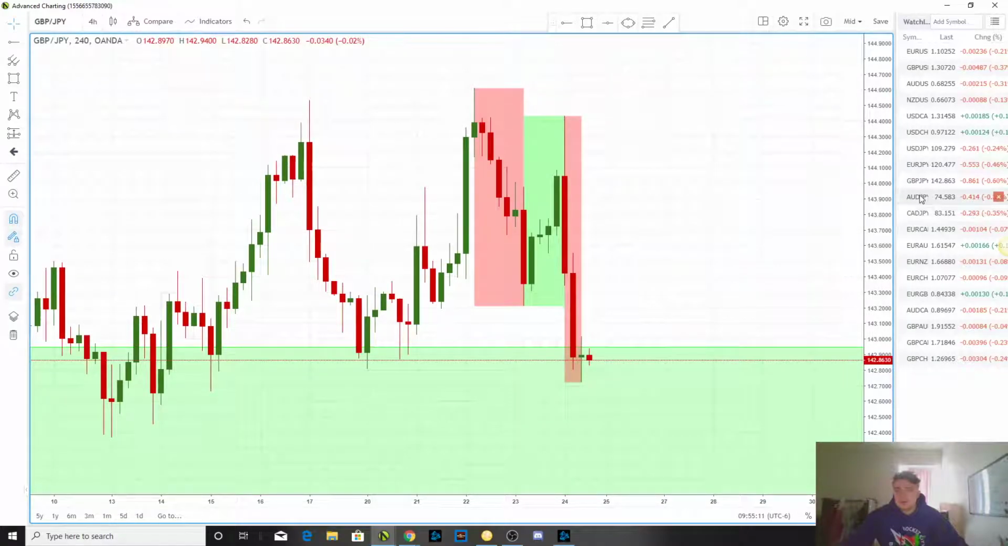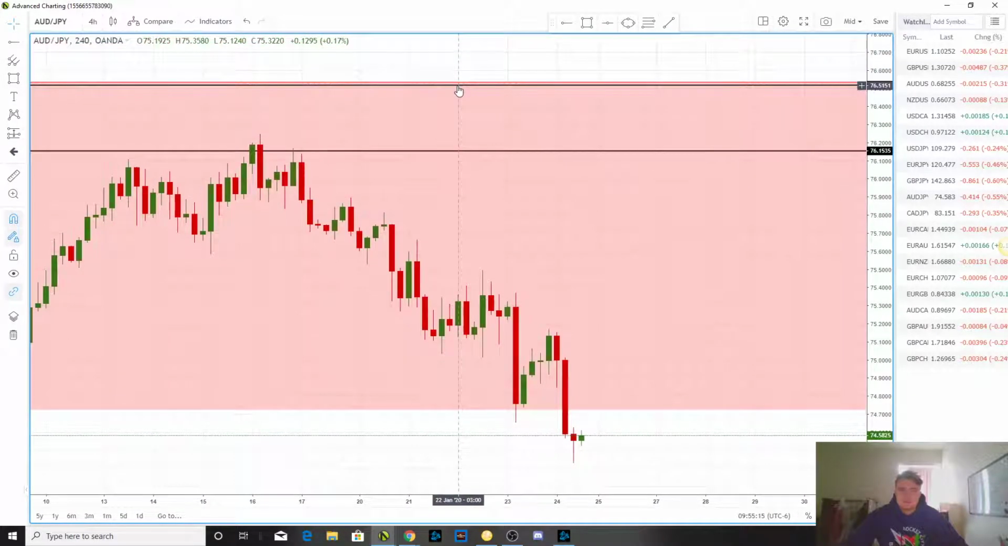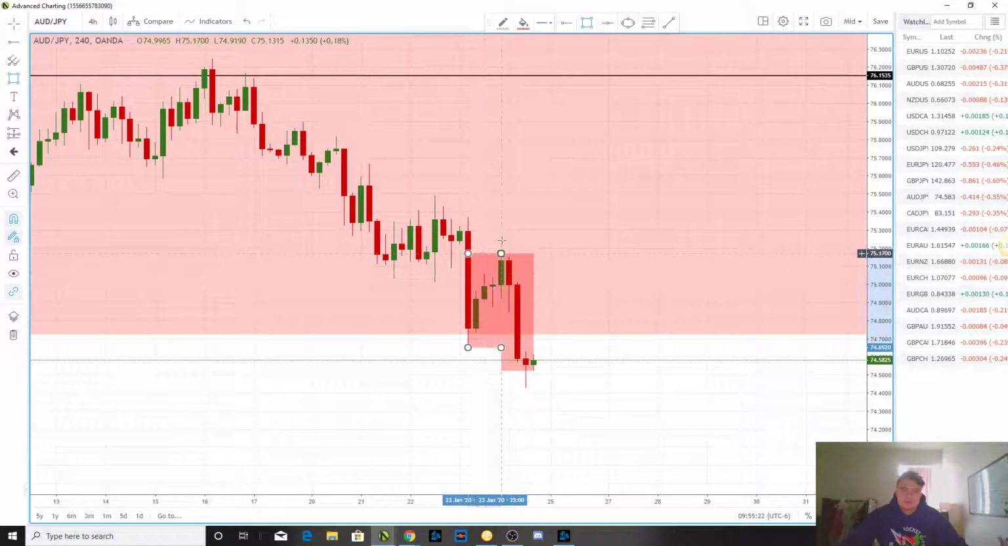Same thing on Pound Yen. I bet all the Pound Yen pairs look pretty similar. Ooh, not the Aussie Yen though. The Aussie Yen, you could take opportunities. I know you've been trying to all last week. Keep missing them.